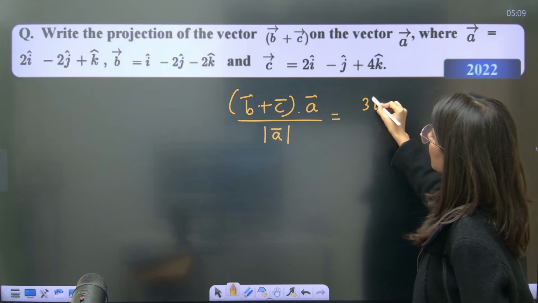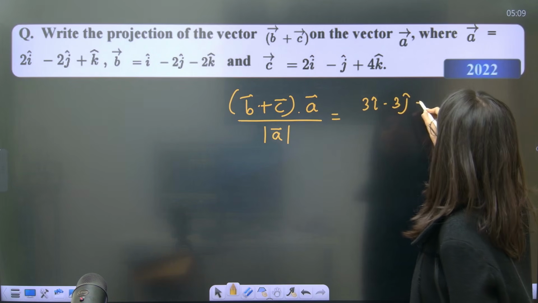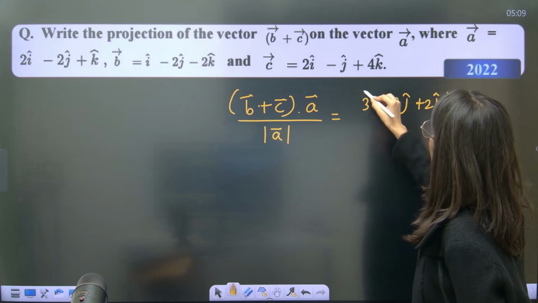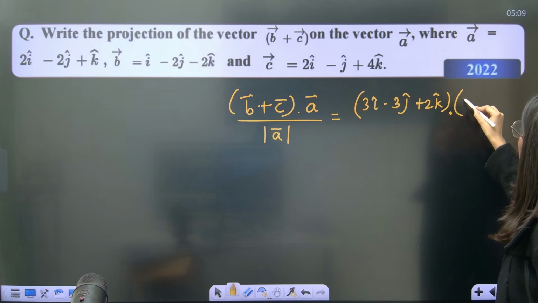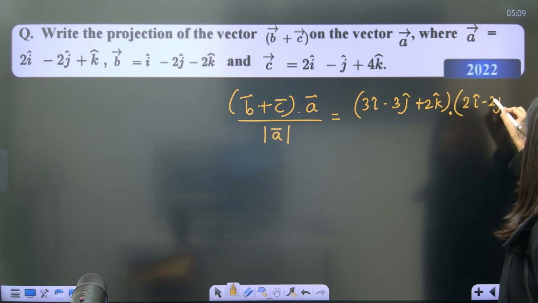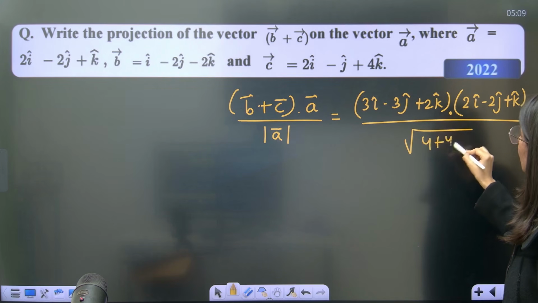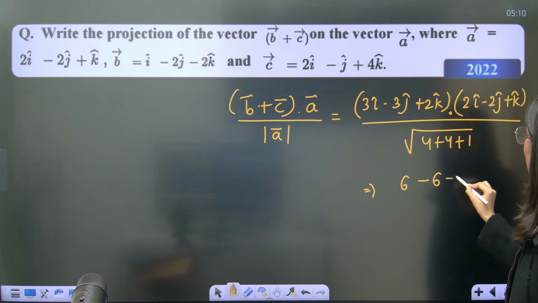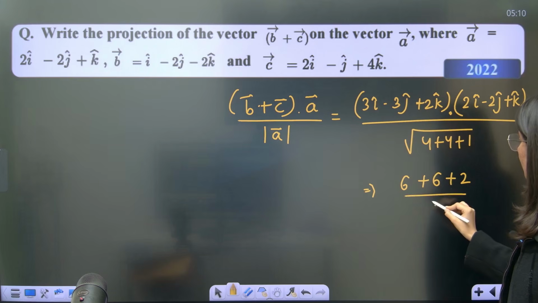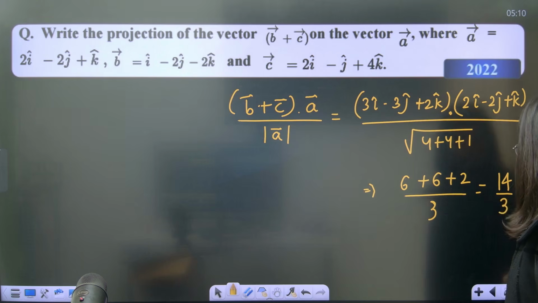So 3 i cap you can see, minus 2, so minus 3 j cap, B plus C we are doing. 4 minus 2, so plus 2. This is your B plus C. Now A cap ke saath you have to dot. Where is A? 2 minus 2 plus 1. Upon magnitude of A will be square root of 4 plus 4 plus 1. So projection will be 3 2s are 6 plus 3 2s are 6 plus 2 upon this is 3. 6, 12, 12 or the 14 by 3 is the correct answer of this question.